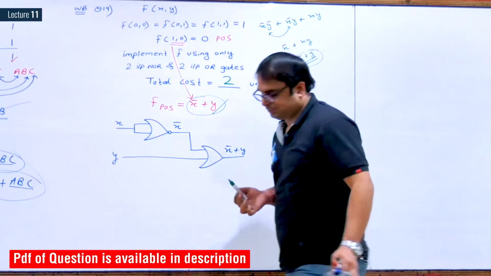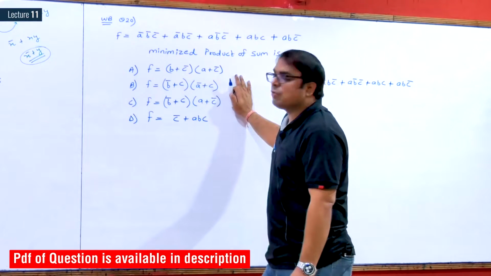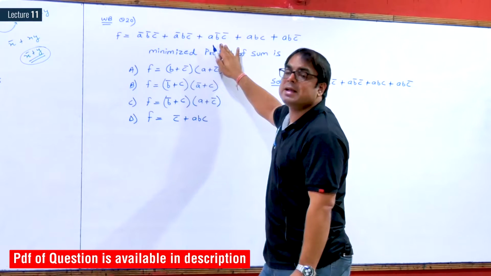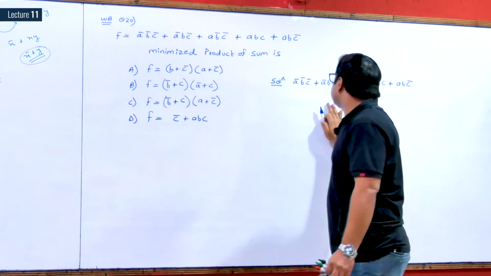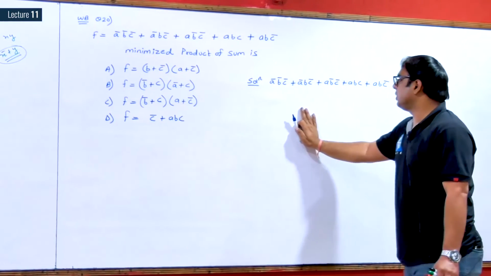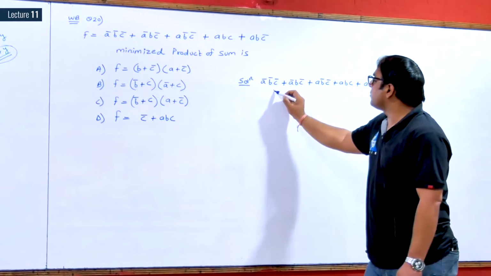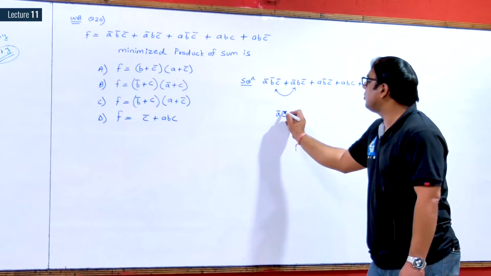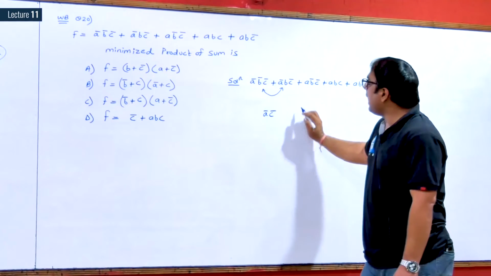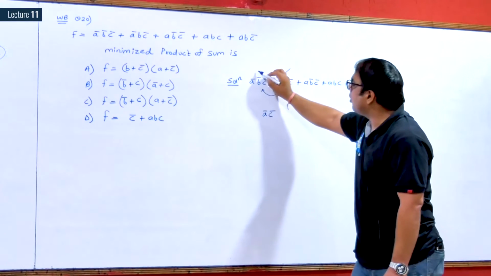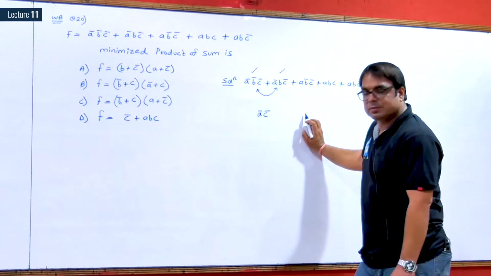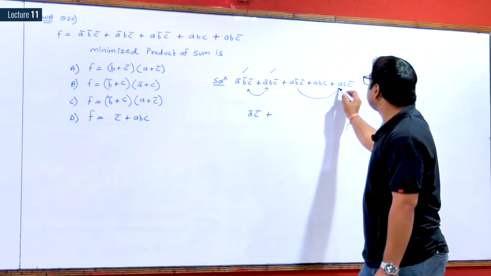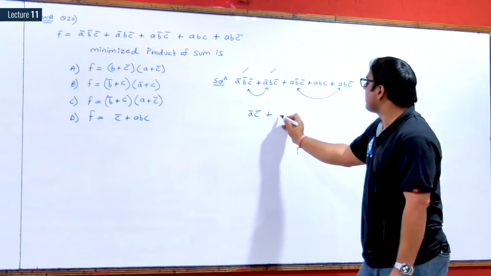Answer is 2. Question number 20 of your workbook. This function is given to you, you have to minimize the function. So now let us try to minimize this function. If I notice the first two terms, I can take c complement common, and b plus b complement will become 1. In the same way, you can notice I can take a dot c complement common.